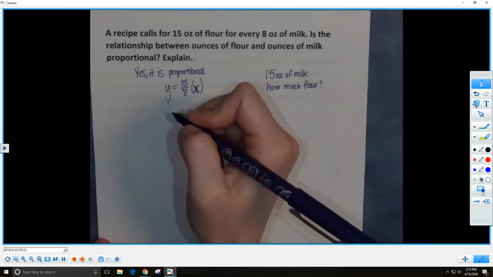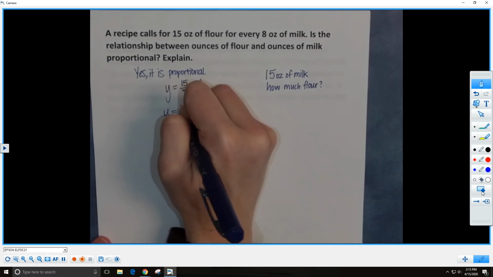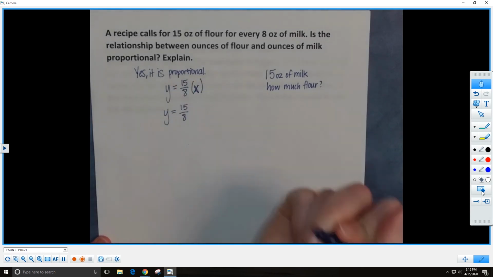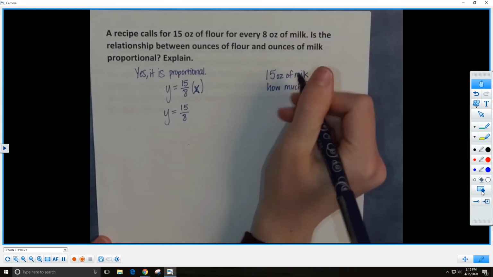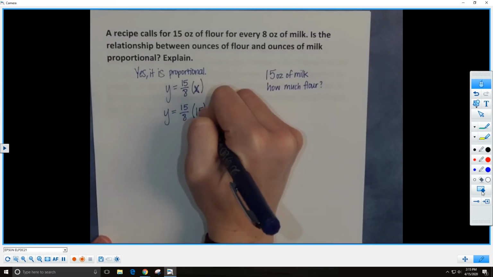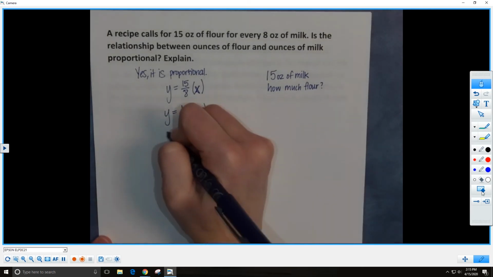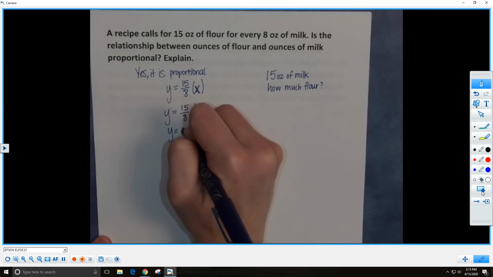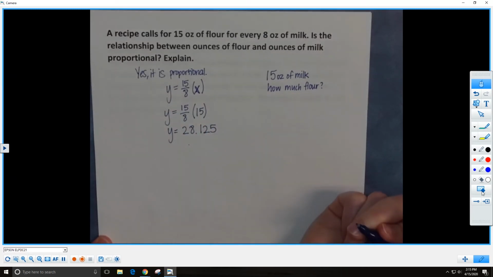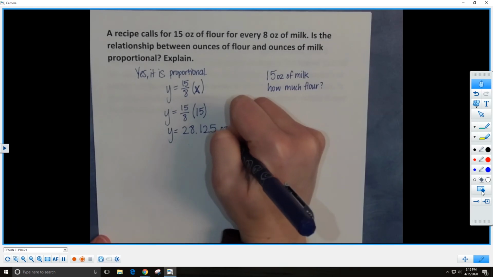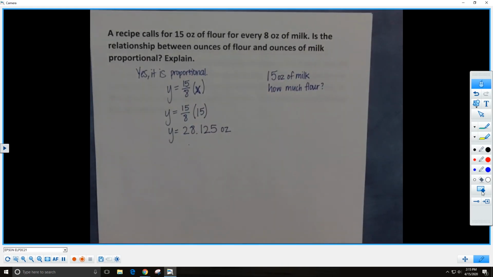Okay, so using this equation that we have here, we're substituting, remember the x represents the ounces of milk, so we're substituting 15 ounces of milk to figure out y, which is how much flour. Doing the multiplication there, you should get 28 and 125 thousandths. So what's that mean? Exactly. It means that 28 and 125 thousandths ounces of flour are needed.